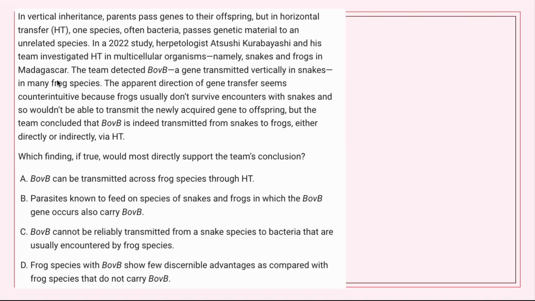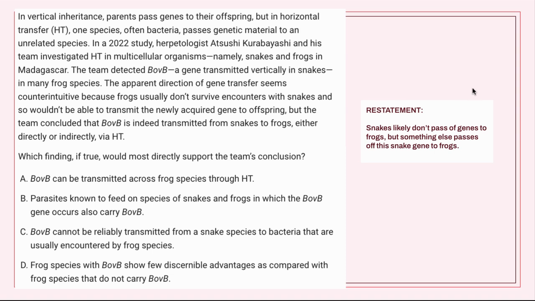But they found it in frog species. And they're saying horizontal transfer doesn't make a lot of sense because if snakes have it and the frogs have it, that means the snakes and frogs interacted, but the frogs usually will die when they interact with the snakes. So how do the frogs pass it down to their own kids? That doesn't really make any sense. So they're just kind of confused how the gene is going from the snakes to the frog species.